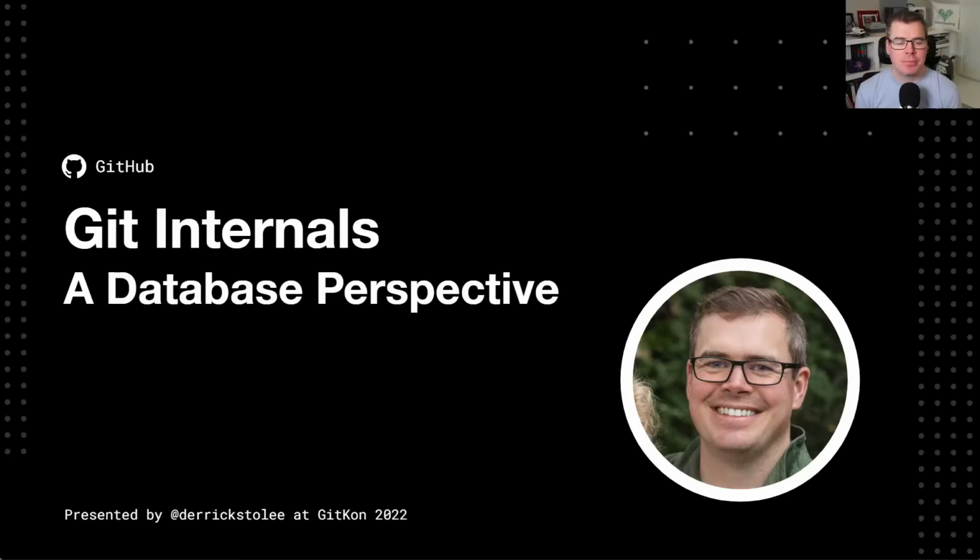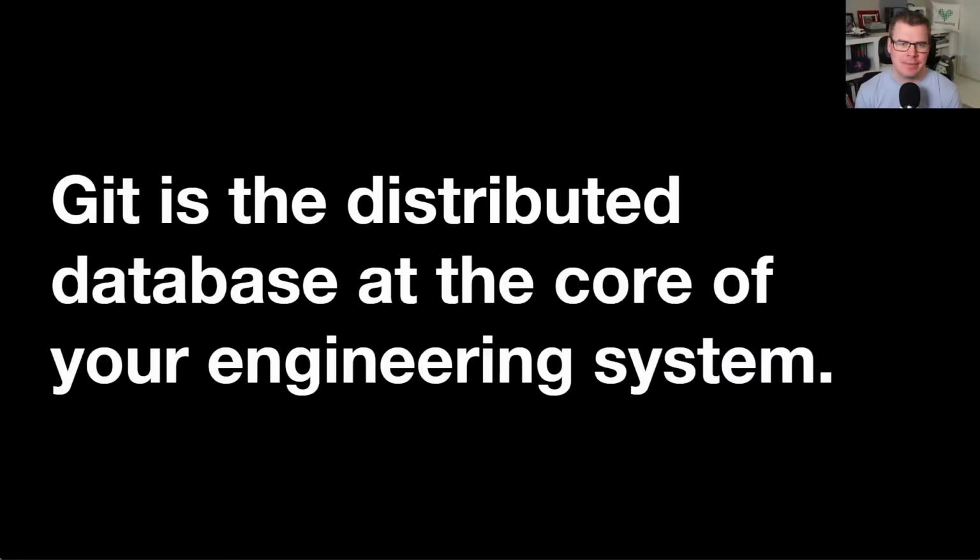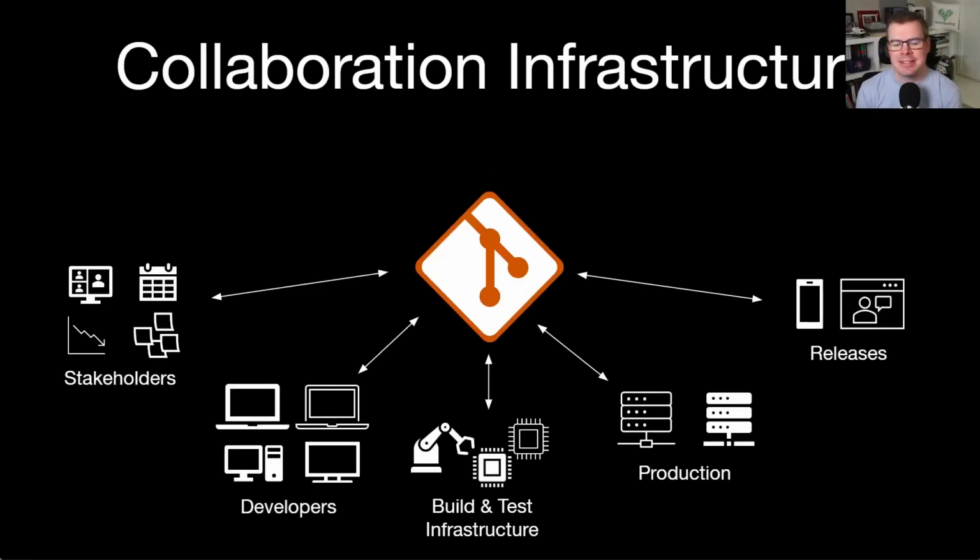Today, my goal is to popularize an idea. Git is the distributed database at the core of your engineering system. When you think about it, Git is the center of your collaboration infrastructure. Not only does Git allow multiple developers to do concurrent work on the same repository, but it also links with your build and test infrastructure, determines which versions you deploy to production or release to customers, and stakeholders in your organization may watch your repository to measure activity and progress.